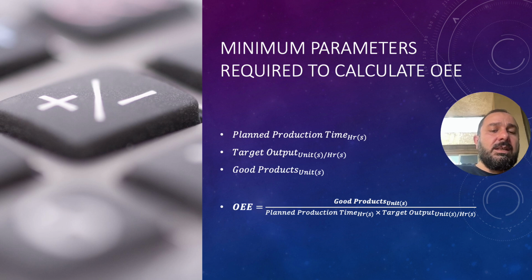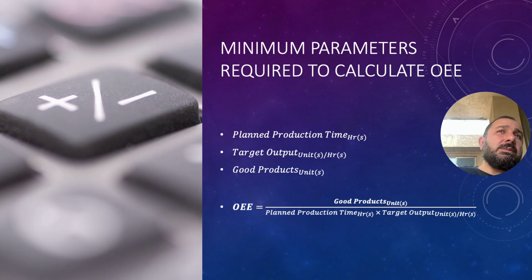If I'm getting these three parameters as data collection from the production floor, I'll be able to calculate OEE. The planned production time is easy to know. Then what is your target output of the line? If I have a line that I'm running for 10 hours, my target per hour is 1,000. My good products that come out, which means how much has been produced, is also easy to get. If I get these, I just calculate and put them in the formula down there. I can get OEE easily.